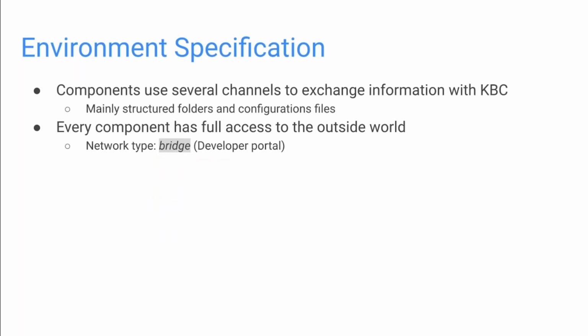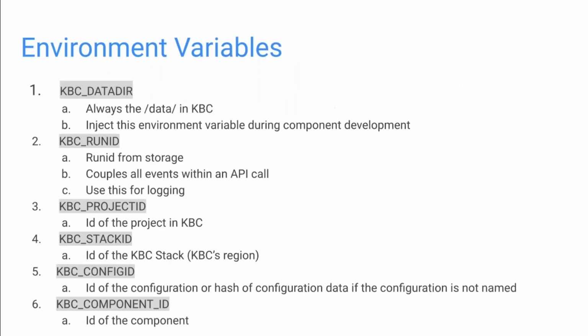Environment specification. Components use several channels to exchange information with Keboola. It is mainly structured folders and configuration files. Every component has full access to the outside world. With the network type enabled, called bridge, in the developer portal, every component has access.